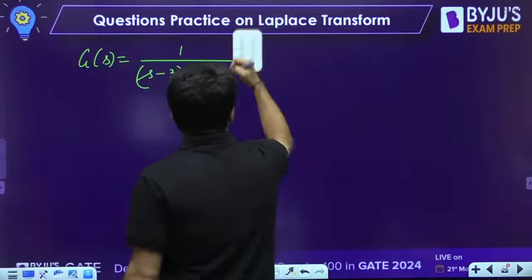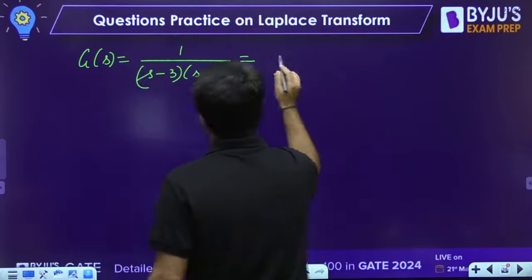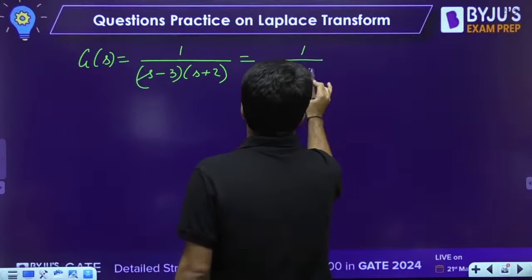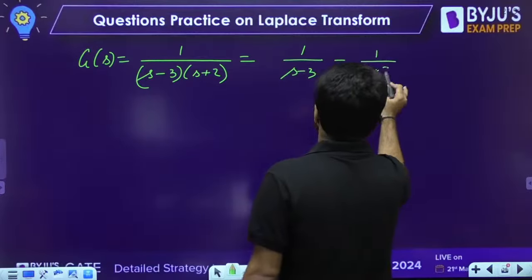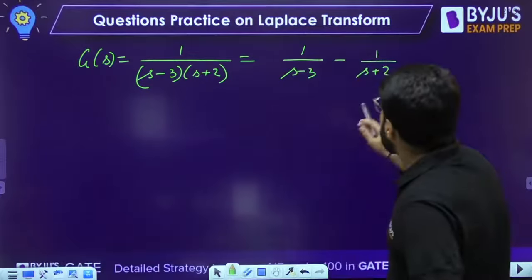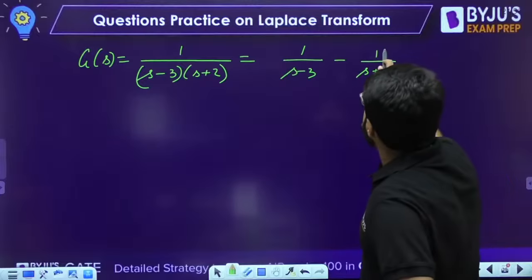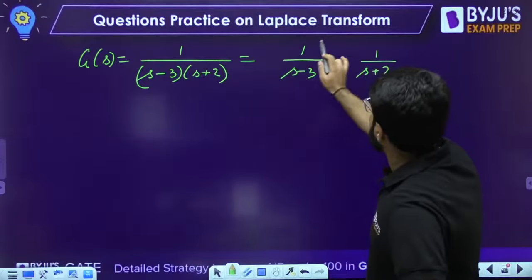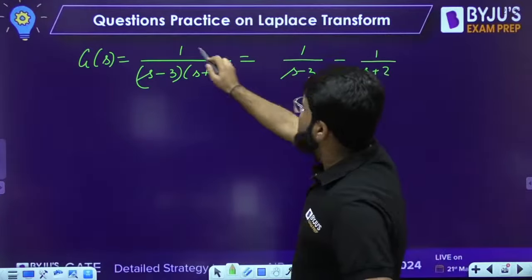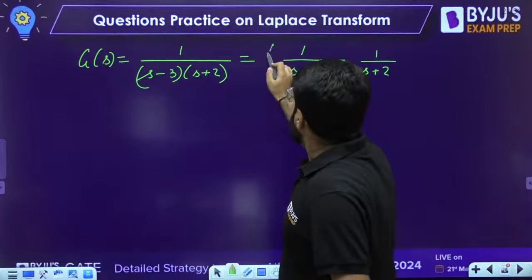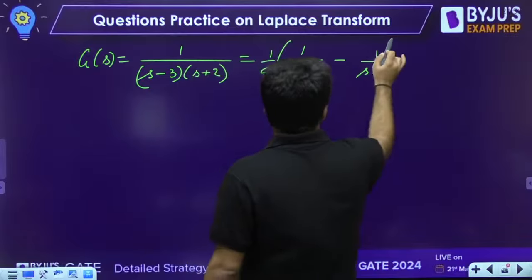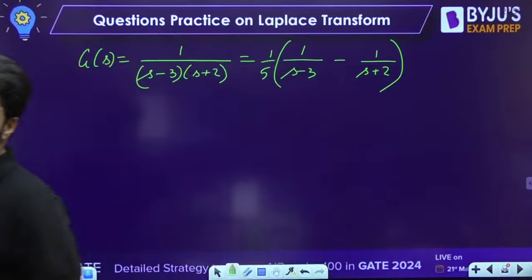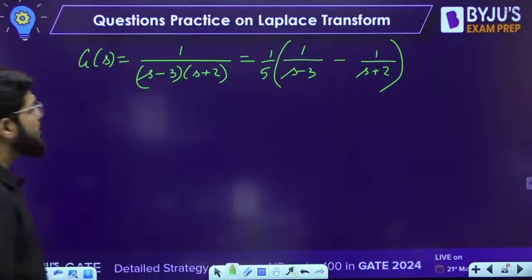First of all, let us break this into partial fractions. It is easy to guess, I think this one: 1 upon s minus 3 minus 1 upon s plus 2. Let us see whether this works out. s plus 2 minus s minus 3, so s and s cancel, 2 minus 3, 5 will come, but here it is 1. By this fraction I am getting 5, so what I will do is take 1 by 5 outside, so that whenever 5 comes, the divide by 5 is ready. Okay, that is done.